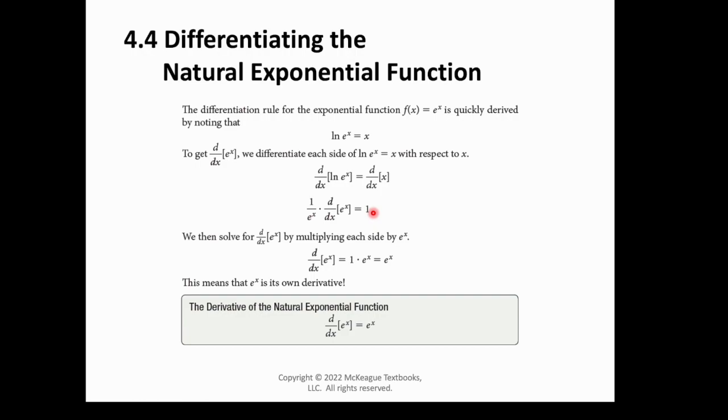Now, since we're trying to find what the derivative of e to the x is, I am going to isolate d dx of e to the x. So I'm going to multiply both sides by e to the x so I can get rid of this factor. When I multiply e to the x on both sides, this fraction cancels, and on this side I have 1 times e to the x, which is just e to the x. So now I'm left with the derivative of e to the x is e to the x.